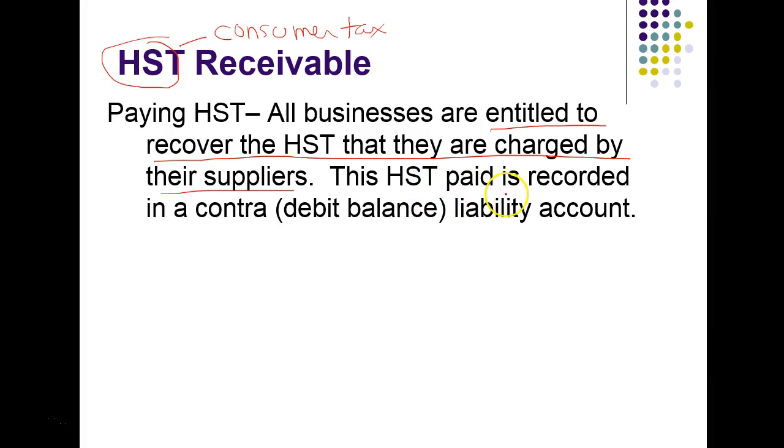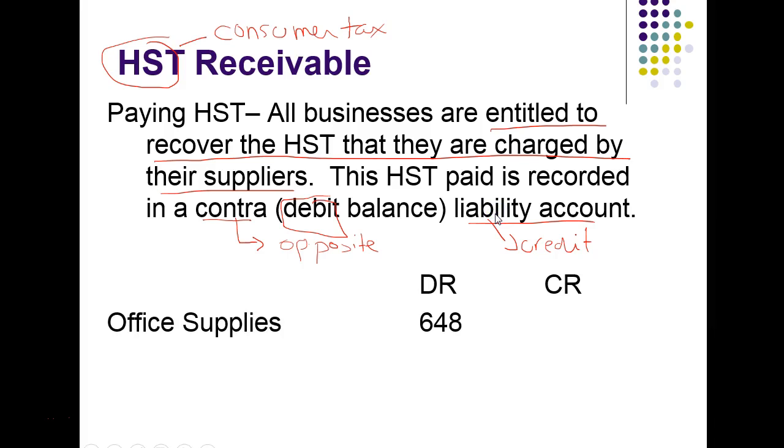This HST paid is recorded in what we call a contra liability account. The word contra means opposite. We know that normally liabilities have a credit balance, but a contra account is opposite, so a contra account will have a debit balance. Now, HST recoverable or HST receivable is a debit balance, but we find it in the liabilities section. And I'm going to explain why in a second.